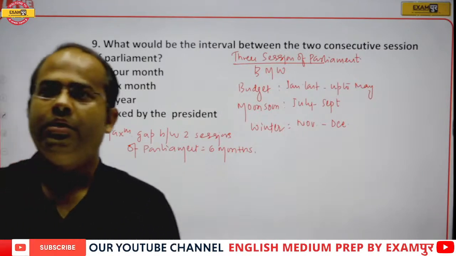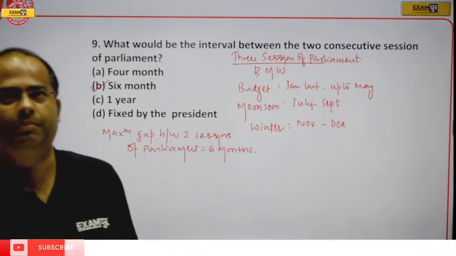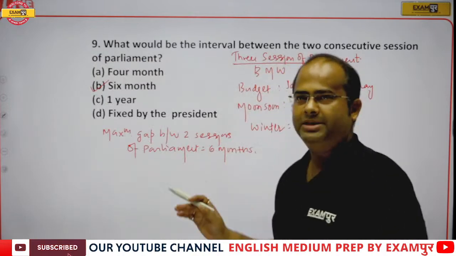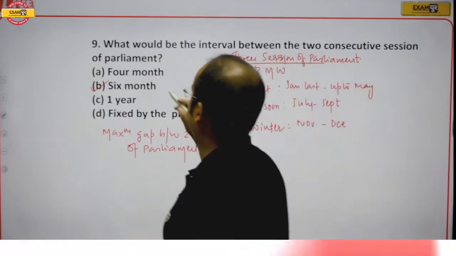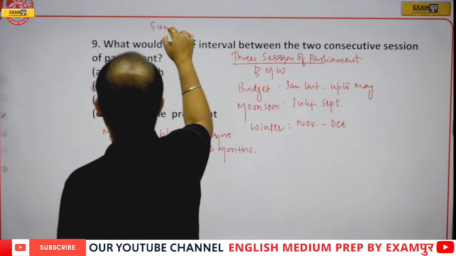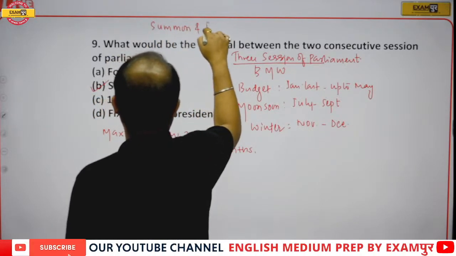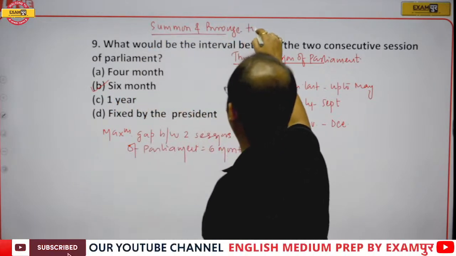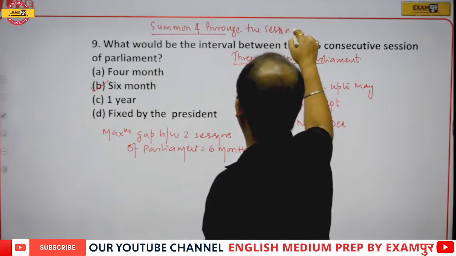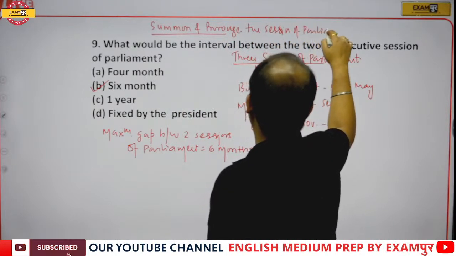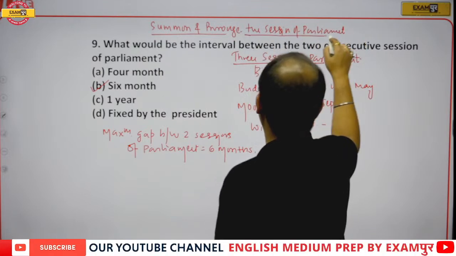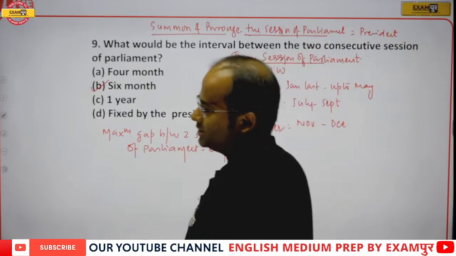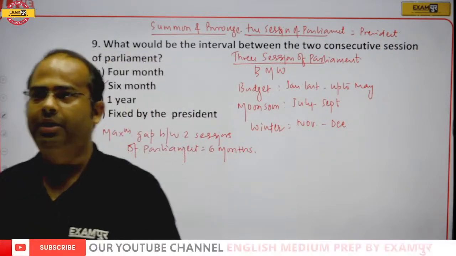Hmm. Sir, maximum for the budget. So budget is the longest session and winter is the shortest session. Budget is the longest, winter is the shortest. And to summon and prorogue the session of parliament is with the president. So president can summon the session of parliament, president can prorogue the session of parliament.